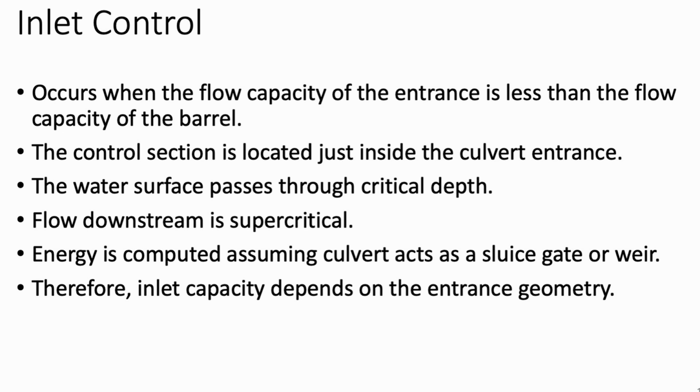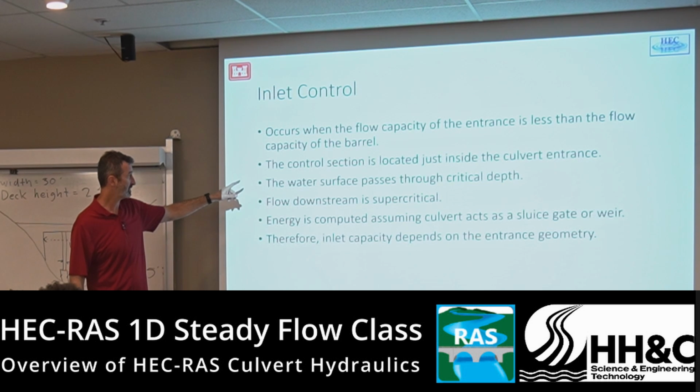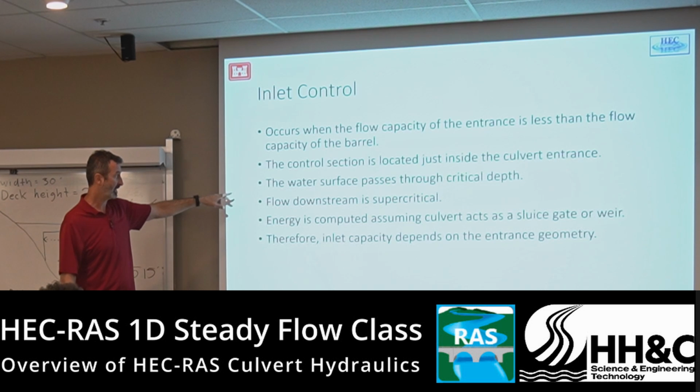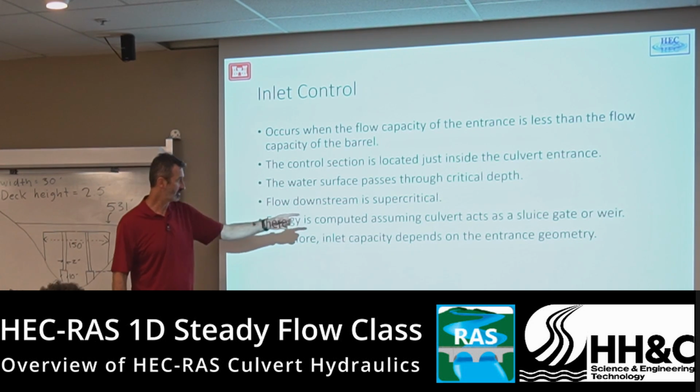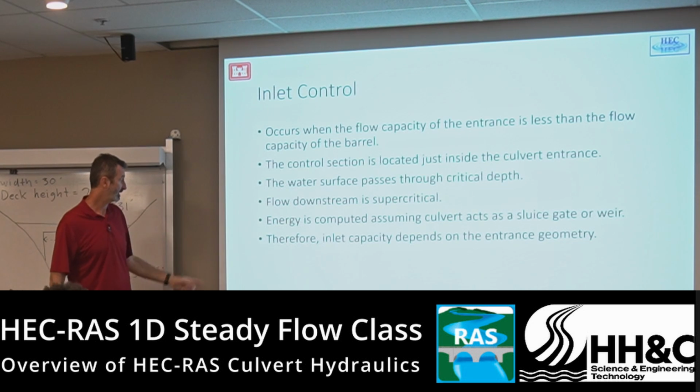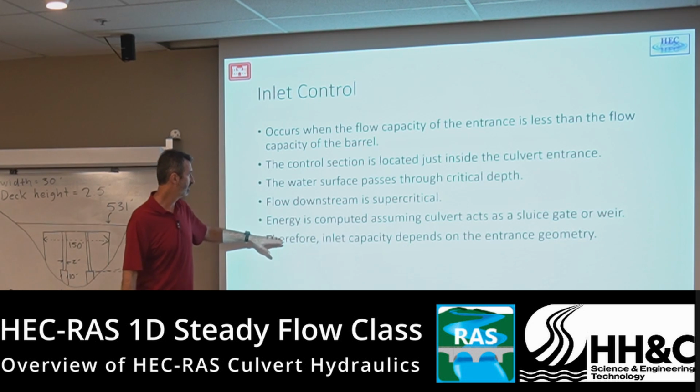Inlet control happens when the capacity of the entrance is less than the capacity of the barrel. It's going to happen just on the upstream side of the entrance of the culvert. Water's going to pass through critical depth, and then we're going to have a period of maybe all the way, or maybe just a short period of supercritical flow. And then we're going to go into another type of equation, which are more like sluice gate or weir type equations. Inlet capacity depends on entrance geometry.